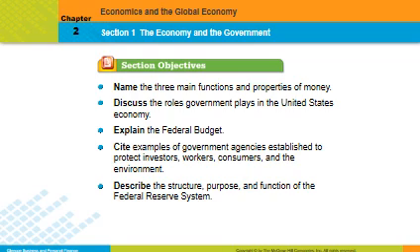In this section, these are the objectives. We want to name the three main functions and properties of money. We want to discuss the role government plays in the United States economy. We want to explain the federal budget, cite examples of government agencies established to protect investors, workers, consumers, and the environment. Then we are going to describe the structure, purpose, and function of the Federal Reserve, which we call the Fed.